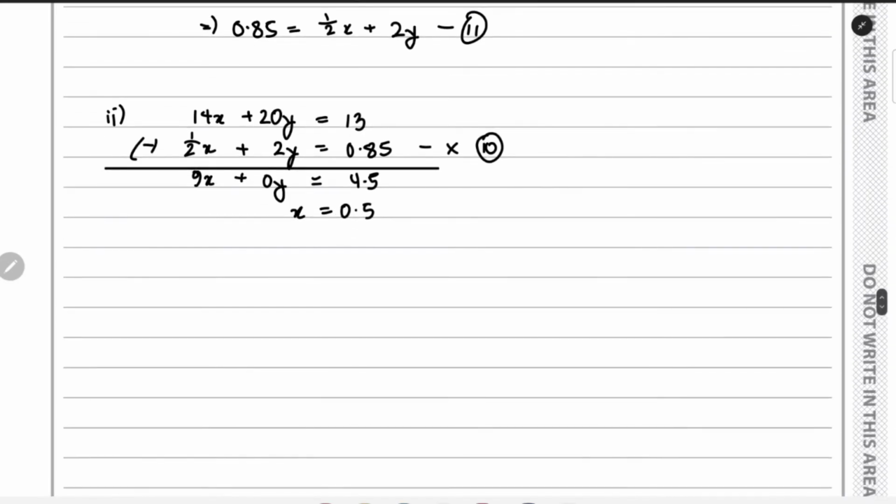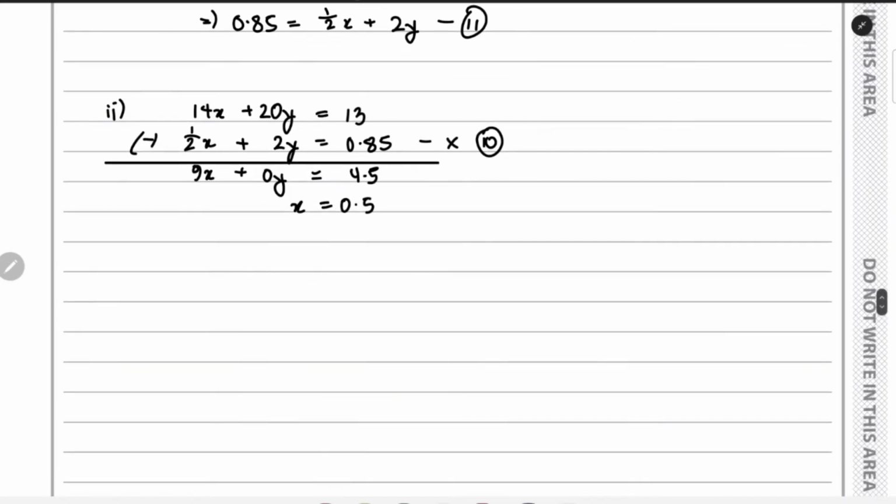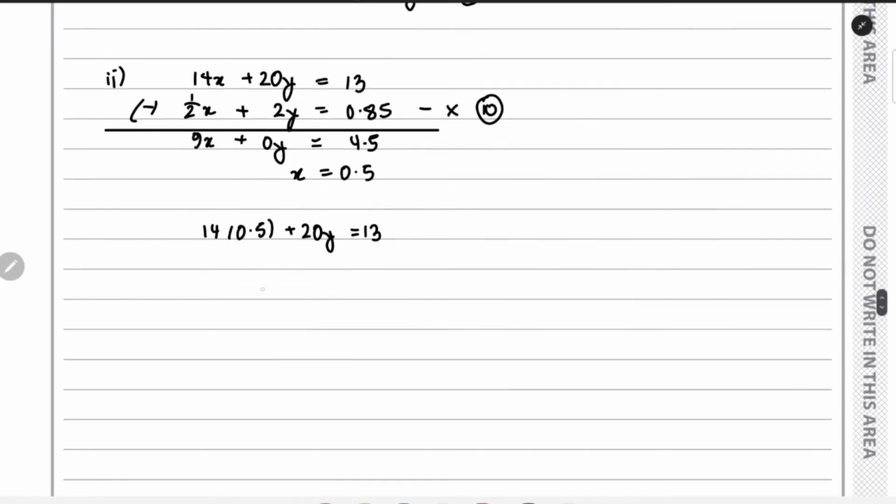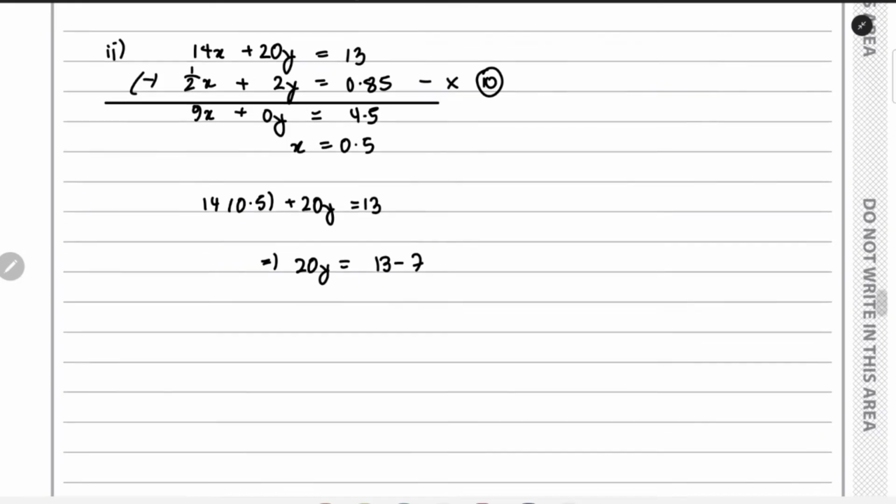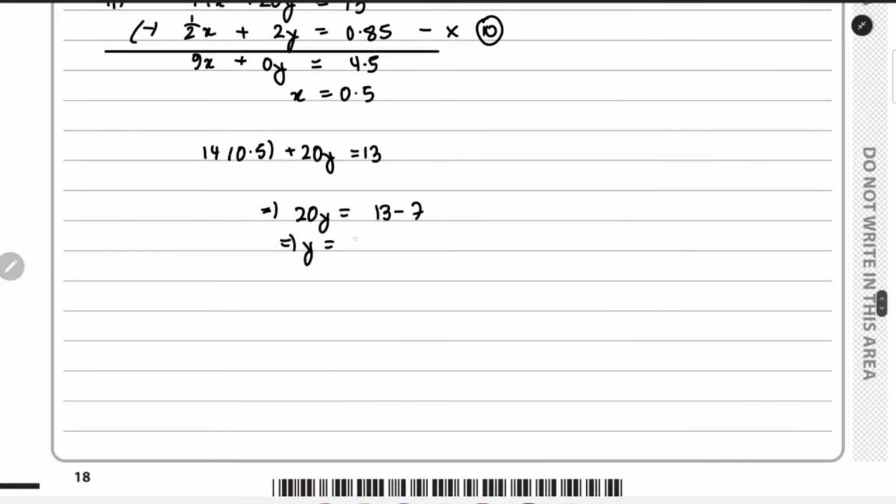Now we can just put the value of x in any of the equations. So 14 times 0.5 plus 20y is 13. 20y is 13 minus 7. So y is 7 by 20. Oh, 0.35. My bad, this would be 6 by 20. So 0.30.